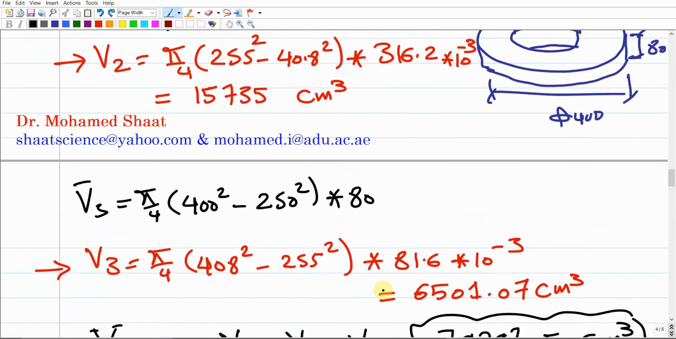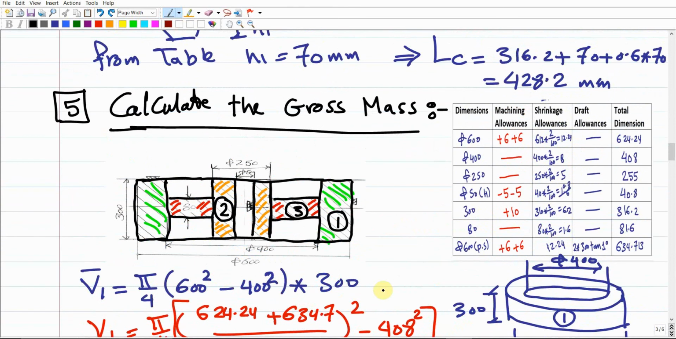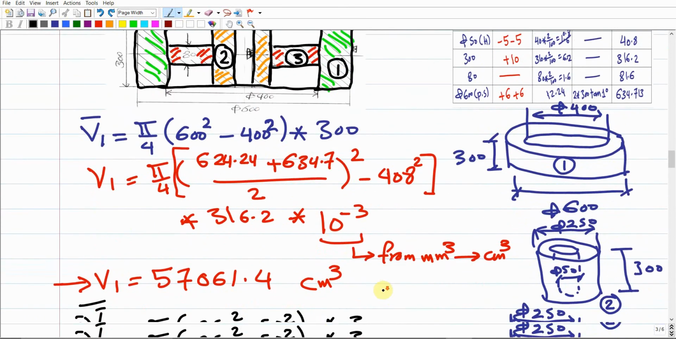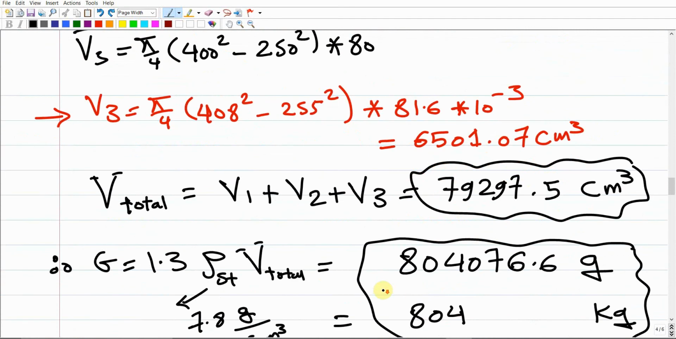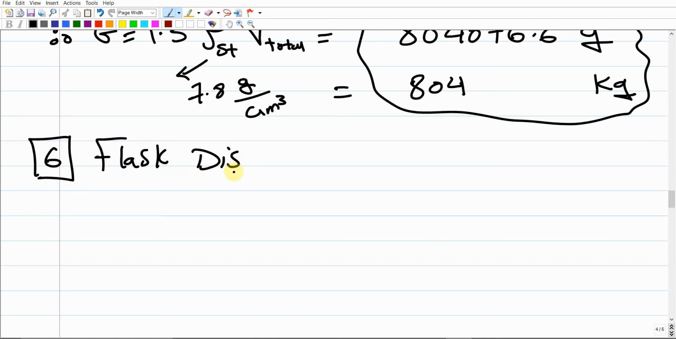So this fifth step is just to calculate the volume and then the gross mass of this casting. Then the sixth step is to calculate the flask design, which is step 6 here, just to find the flask dimensions.